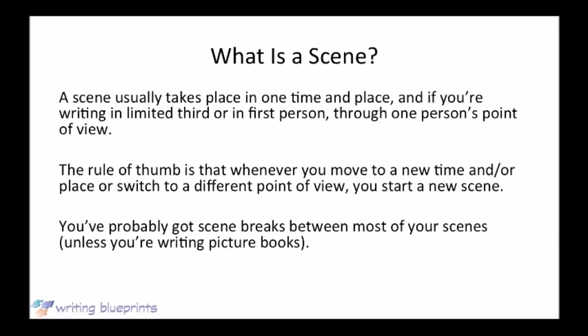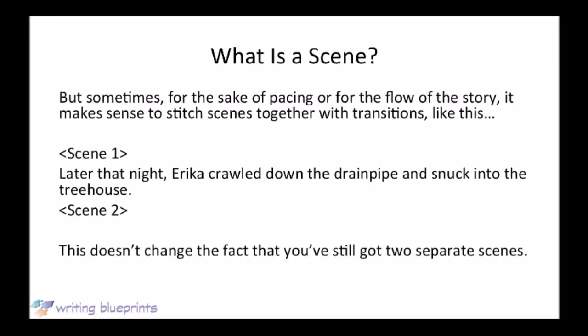So most of the scenes in your book probably have scene breaks between them, unless you're writing picture books. But there will be some places where the scenes do not have breaks between them. For the sake of pacing or for the sake of flow, sometimes we stitch scenes together with transitions like this. You'll have a scene where Erica is doing something, and then you say, later that night, Erica crawled down the drain pipe and snuck into the treehouse, and then you'll have a completely different scene that happens in the treehouse. And this doesn't change the fact that you've still got two separate scenes with their own arcs, even though they're stitched together and there's no break between them.